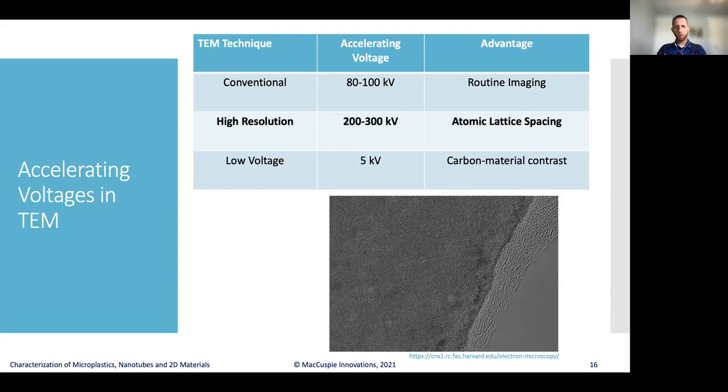As you go into some of the higher accelerating voltages, the higher resolution transmission electron microscopy, or HRTEM, you can begin to see the atomic lattice spacing of materials, and it allows you to get good, useful information about the crystal structure of the materials, about grain boundaries and transitions between the different crystal domains of the materials. And so it can become a very useful technique. You can get some understanding of the materials from that lattice spacing.